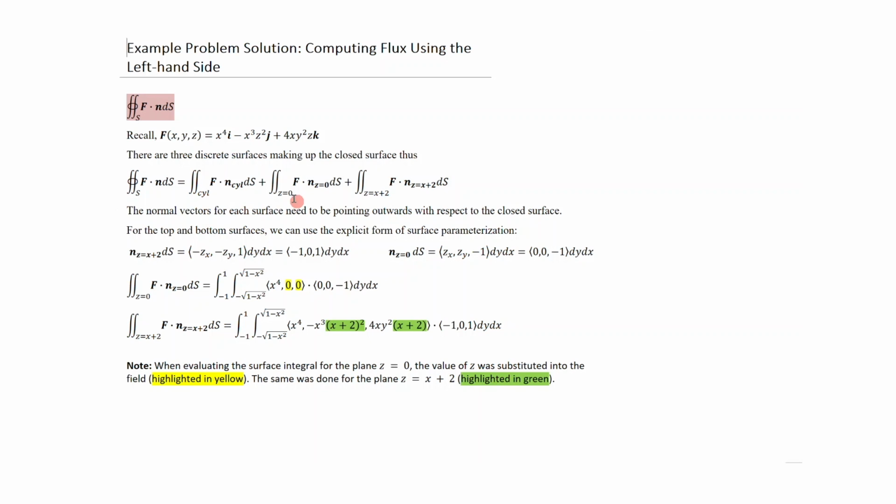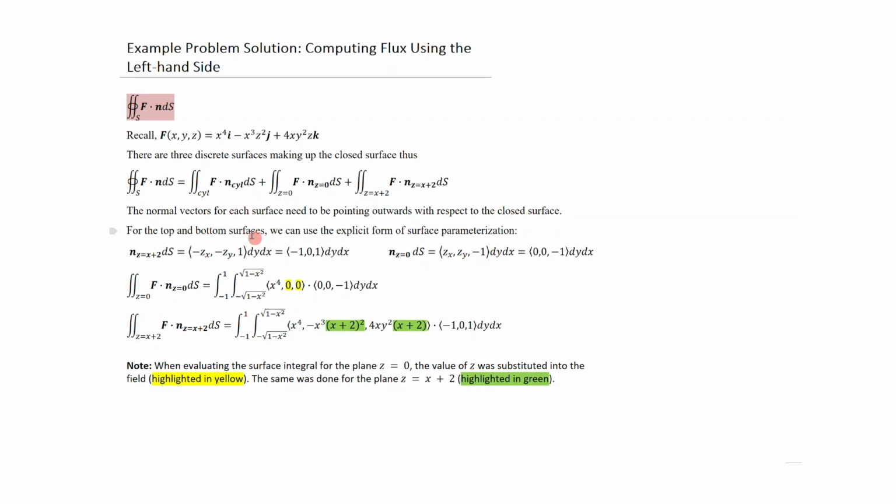So this would be, for instance, the plane z equals 0, and this is the plane z equals x plus 2. And so each one of these integrals has to be done individually. These, of course, are open surfaces, hence no closed circle around the double integral sign. Also recall that the normal vectors for each surface need to be pointing outwards with respect to the closed surface. Again, that is the convention to be applied when using the divergence theorem.